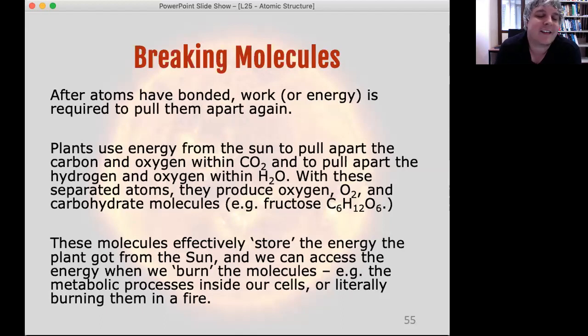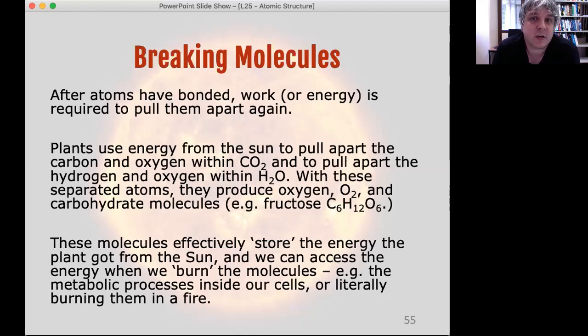It takes a lot of energy to change these things, like plants taking energy from the sun, which we've talked about. We absorb radiation from the sun. Plants absorb that radiation, they put it to use. They pull apart the carbon and oxygen from a carbon dioxide molecule. They pull apart the water molecules and get hydrogen and oxygen, and they put them all together and they create carbohydrate molecules such as fructose, C6H12O6. So these molecules are effectively storing the energy the plant got from the sun.